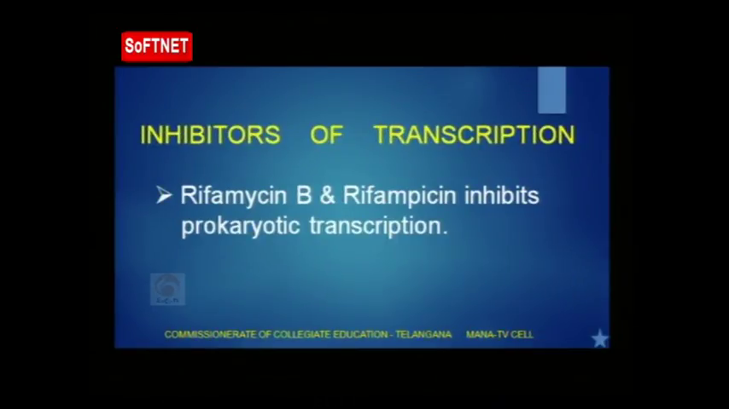Some important inhibitors, like some antibiotics, will inhibit the transcription process, like rifampicin and rifamycin, which inhibit the process of transcription in the case of prokaryotes. This rifampicin is used for tuberculosis treatment. Not only these two antibiotics, actinomycin D also binds to the DNA molecule and prevents the RNA polymerase from binding to the DNA molecule, inhibiting the transcription process.